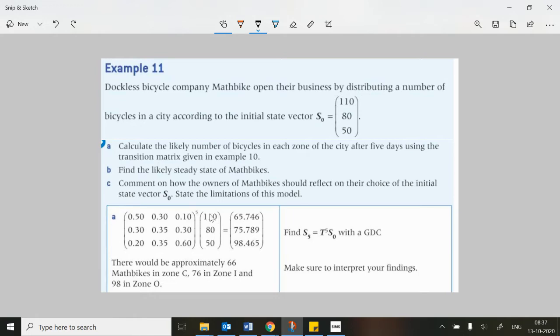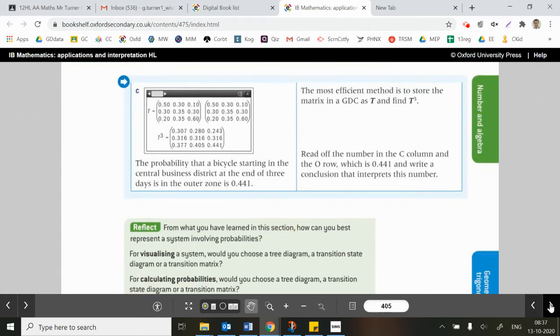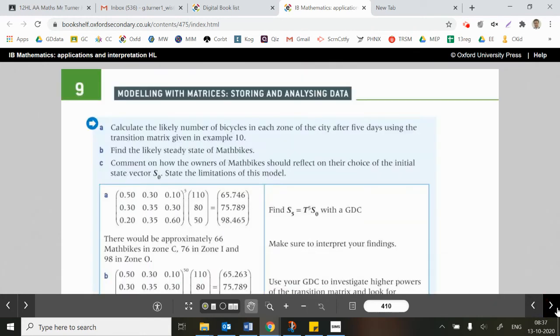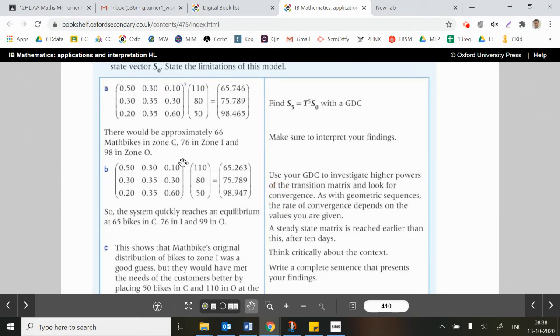Okay, now we'll look back through the book just to clarify those points in a bit, but let's deal with this question first. Find the steady state of the Math Bikes. Obviously you can't put infinity into your calculator, so you just want to choose a high number. These are likely to converge within a matter of tens. You could perhaps try 100 here. I think in the book they try 50. So let's go forward to this one. Okay, so they try 50. They're just trying a high number here.